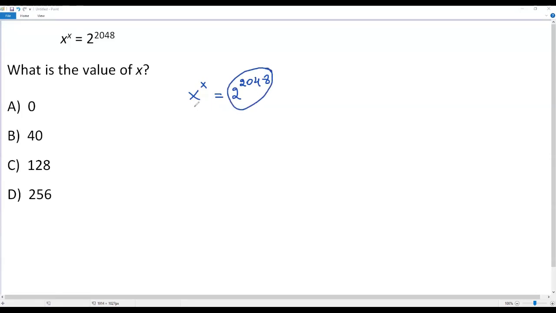Here we have the base x and the exponent x. So both the base and the exponent are the same on the left side. That's the pattern in which we have to write the right side. That is, the base and the exponent must be the same, so that we'll be able to solve for x. For that, I'm going to take the right side, that is 2 to the power of 2048.